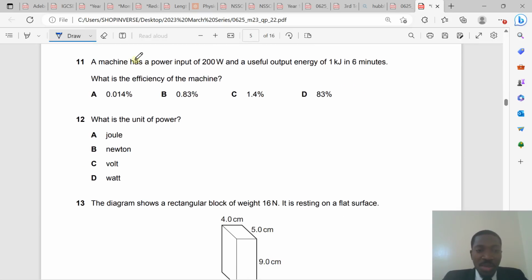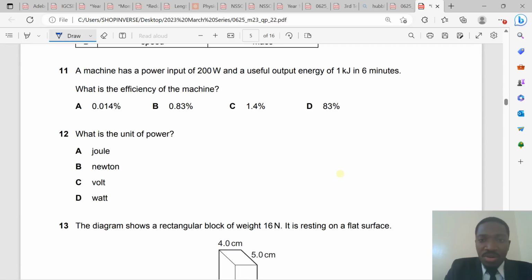Number 11, a machine has a power input of 200 watts. Okay, so power input is 200 watts. Let me write that correctly. Okay, good. So let me zoom in so I can write correctly. Now, the machine has a power input of 200 watts, and the question asks for the output power. Anyway, the question says the machine has a useful output energy of 1 kilojoule in 6 minutes.